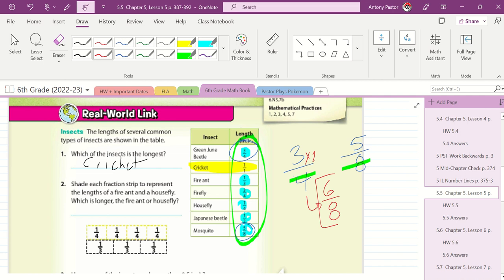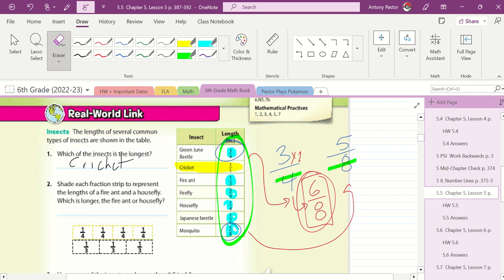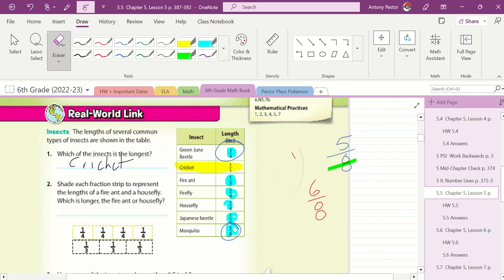This will make 6/8. So the June beetle is going to be 6/8 of an inch. The mosquito is 5/8 of an inch. Therefore, the June beetle would be the longer insect if I were to compare those two. But again, since the cricket was 1 full inch, I did not need to compare it to the other ones because they were all still proper fractions.